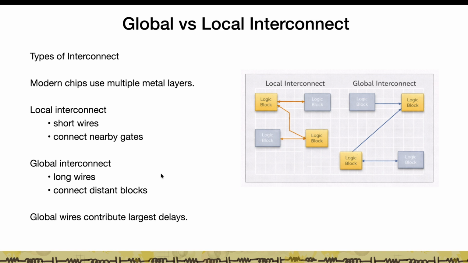The insight for timing analysis: when you see a long path violation in your STA report, the first question to ask is which wires are contributing. Almost always, it's a global interconnect segment and not the gate delays that's burning the timing budget.